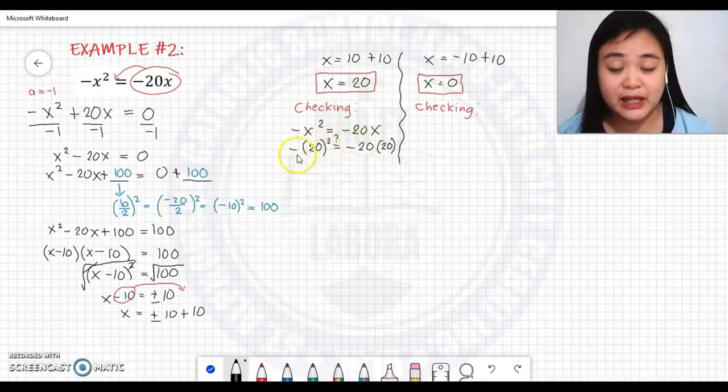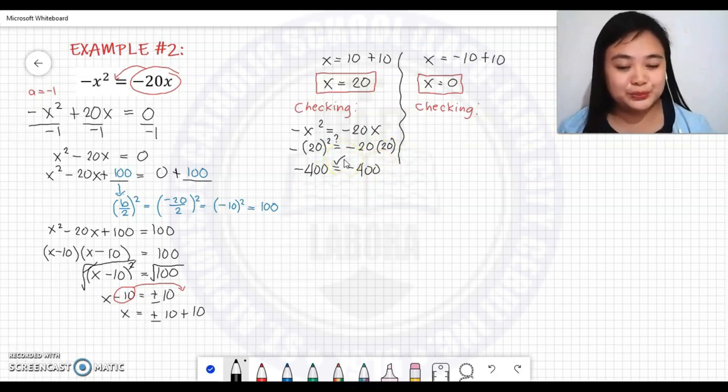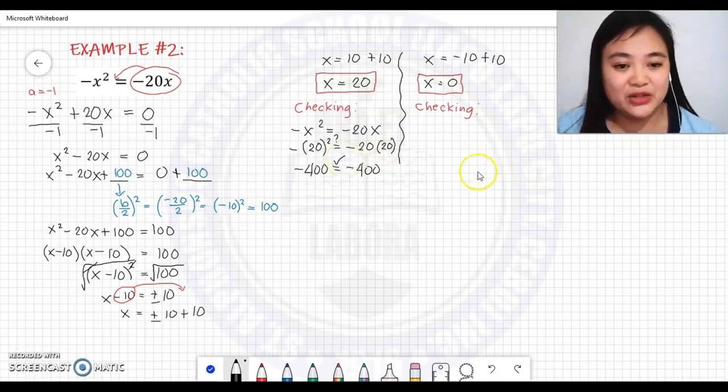Okay, let's proceed. That is negative, what is 20 squared? That is 400. So negative 400 equals negative 20 times 20, yes, still negative 400. And our answer is correct or true. Now let's proceed to the other one.